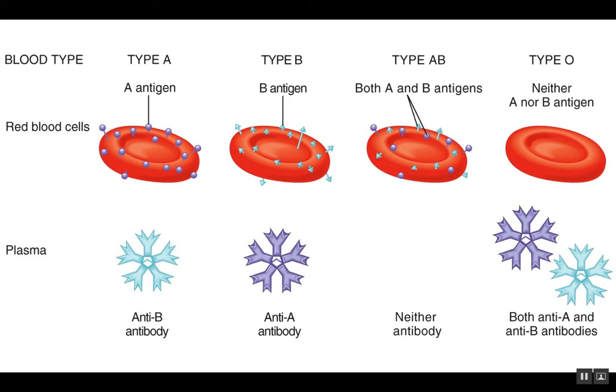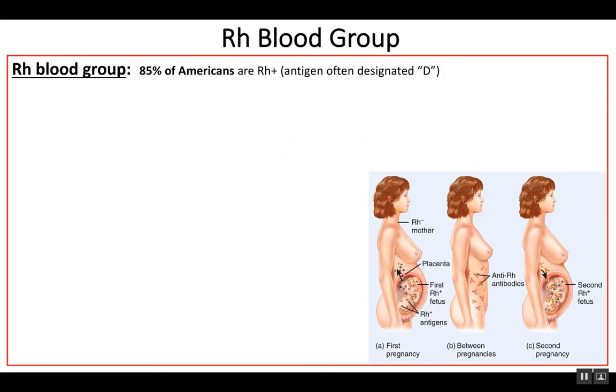The next thing we're going to work on is understanding positive and negative. That has to do with the Rh blood group. The Rh blood group revolves around an antigen, often designated letter D or simply Rh. If you have this antigen, you are positive. If you don't, you are negative. Just so happens most populations, for example Americans, are type Rh positive. But there is a subset that are negative.